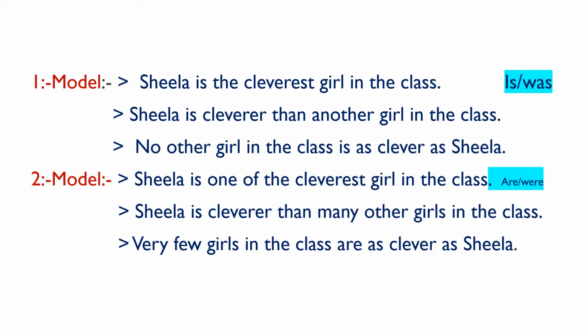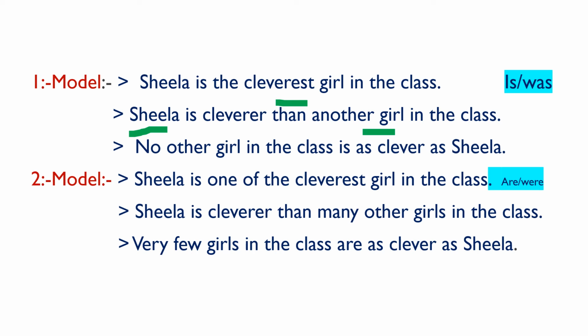Look at here, I gave some examples. The first model. Sheila is the cleverest girl in the class. This is the superlative degree. Sheila is cleverer than another girl in the class. It is the comparative degree because of the comparison between Sheila and another girl. No other girl in the class is as clever as Sheila. It is a statement. There is no comparison in that sentence. That is positive degree.